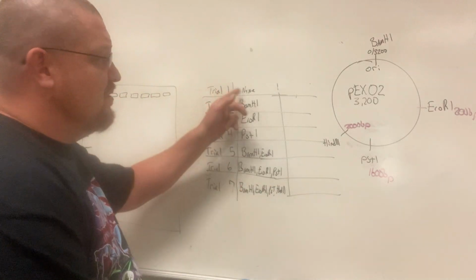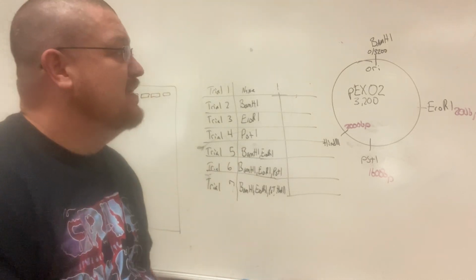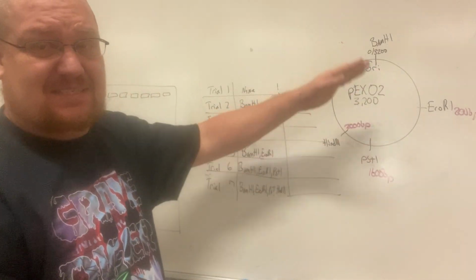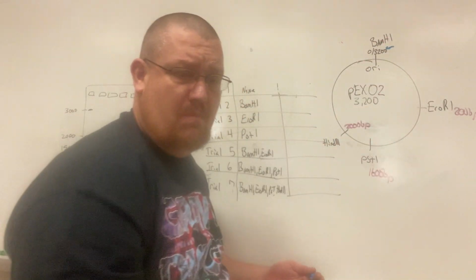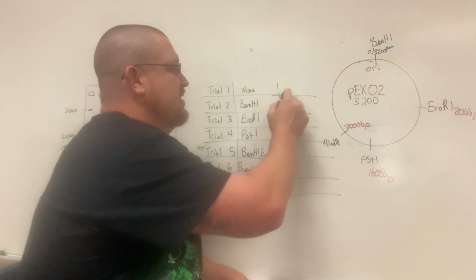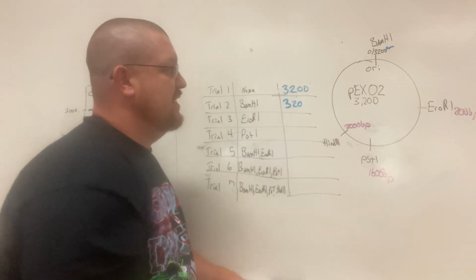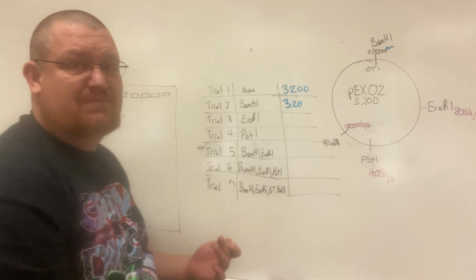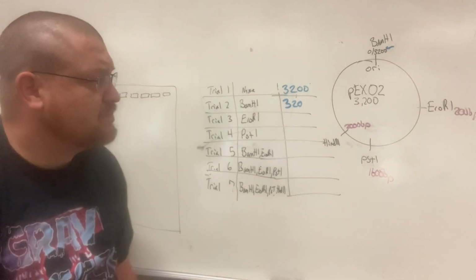But in trial one, it says none, so there was no restriction enzyme cut. If we do not cut this, the size of the fragment is the overall size of the plasmid, which is 3,200. So to map that on our gel, we go over here to our trial one, and it is a little bit above 3,000, so it would be there.